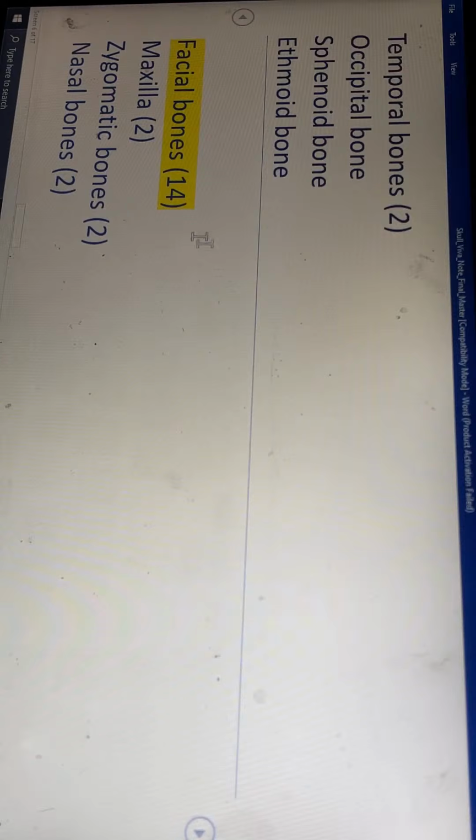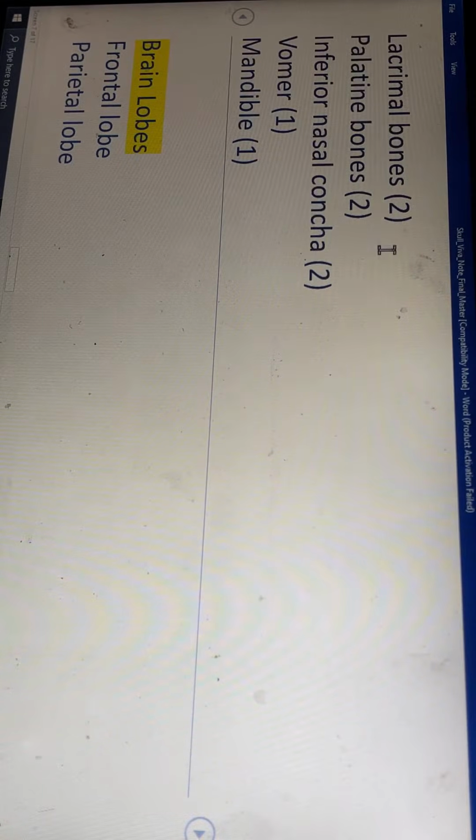Then the facial bones, which are 14: we have the maxillae, the zygomatic bones, that's the cheekbone, the nasal bones, the lacrimal bones, the palatine bones, the inferior nasal concha, the vomer, and the mandible. Now, follow me before I simplify it for you.